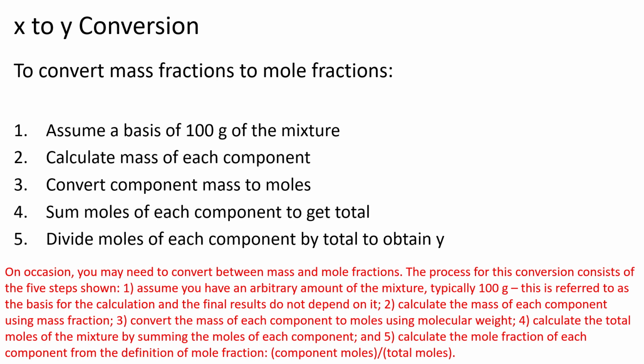On occasion, you may need to convert between mass and mole fractions. The process for this conversion consists of the 5 steps shown. First, assume you have an arbitrary amount of the mixture, typically 100 grams. This is referred to as the basis for the calculation, and the final results do not depend on it. Second, calculate the mass of each component using mass fraction. Third, convert the mass of each component to moles using molecular weight. Fourth, calculate the total moles of the mixture by summing the moles of each component. And fifth, calculate the mole fraction of each component from the definition of mole fraction: component moles divided by total moles.